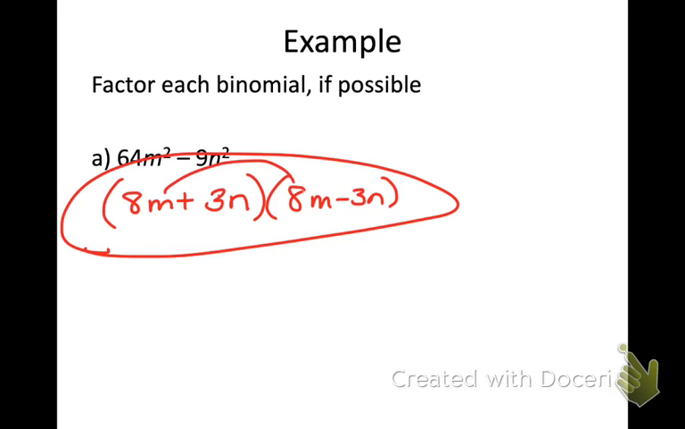Again, always check it. 64m squared, I have a negative 24 and a positive 24. Those would cancel, and a negative 9n squared. Perfect.